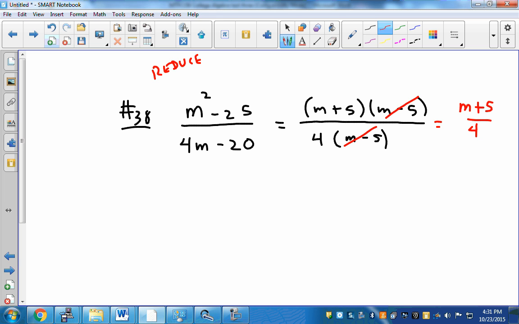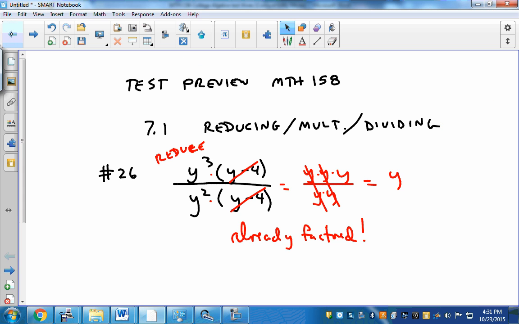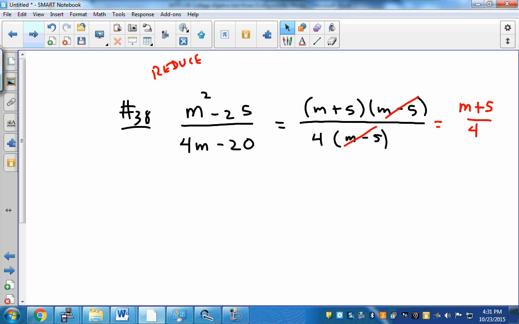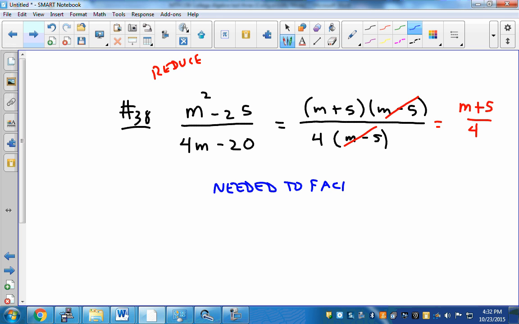Now, why was this not as easy as the previous problem? Here's the previous problem, remember. This one was already factored. Super easy to do. You just start wiping things away. The one we just did, not as easy because you needed to factor first. Okay, so there's a couple of examples that you can look at.